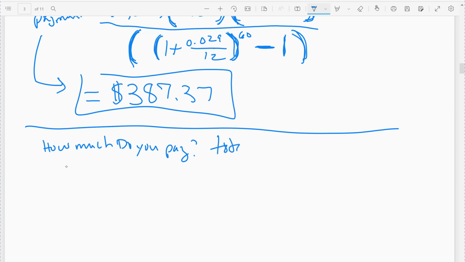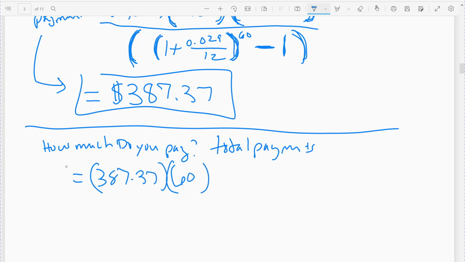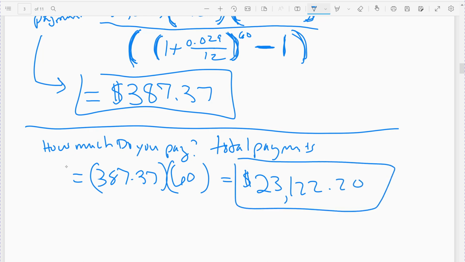So this would be the total payments. Well, you take your $387.37 times the 60 months that you make your payments over. And so that's $23,122.20. So this one's not as bad. Again, it's shorter. And the interest rate was a lot lower than our last example. The interest rate was 2.9%, which, if you have a good interest rate right now, is about what the interest rate is for car loans right now.